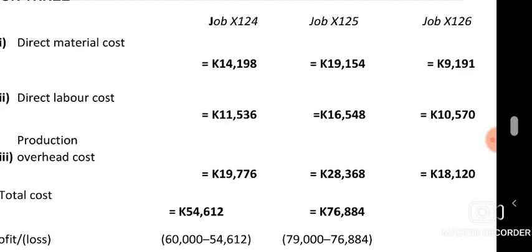76,884. Well, so those are just the costs, first of all, for this particular question. Okay, we've got now the profit or loss. Now we have to understand that other part they are asked for in part B: also the profit or loss for, again, job X124 and X125.